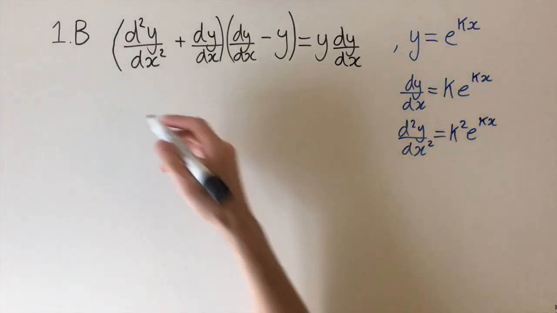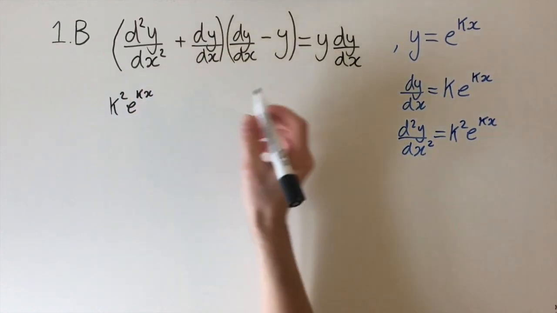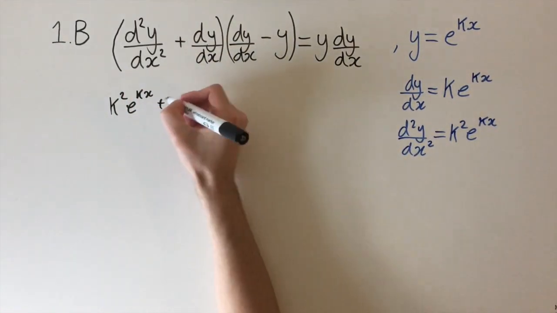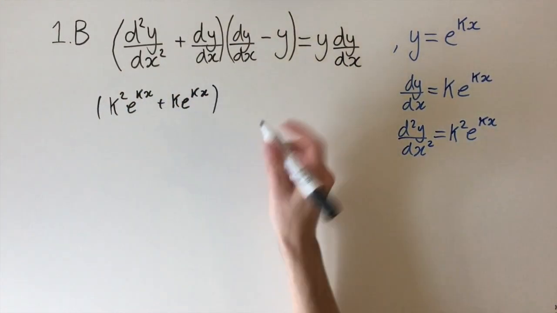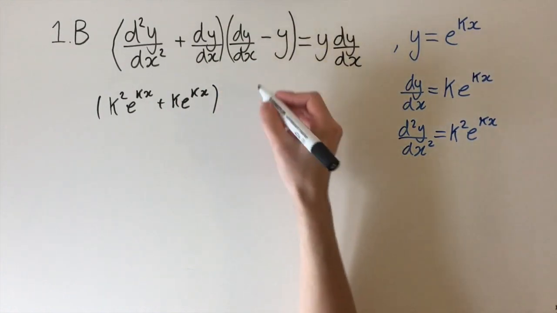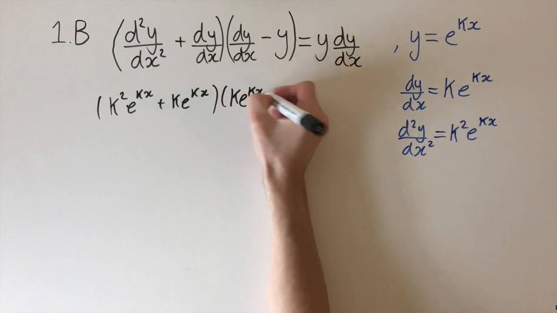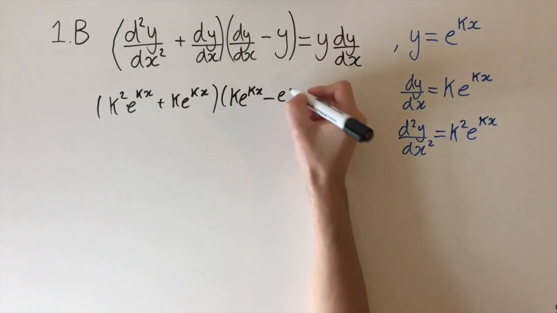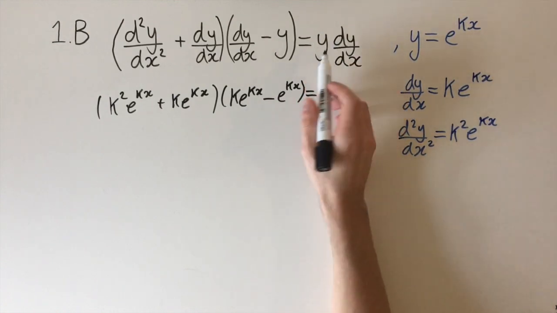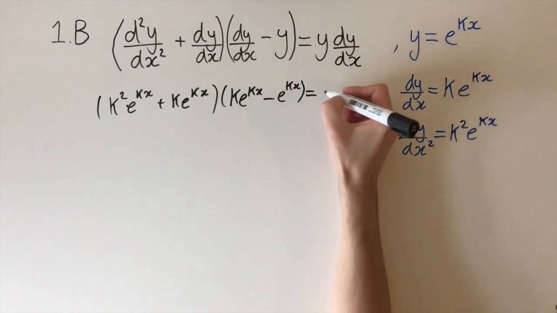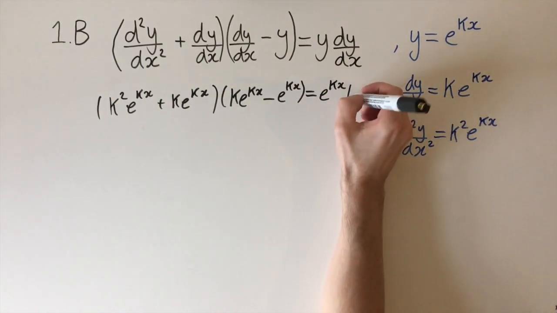Okay, so subbing in, we have k squared e to the kx, plus k e to the kx, times dy/dx, so we have another k e to the kx, minus y, which we know is e to the kx. And then we also have the right hand side, which is y, so e to the kx, times k times e to the kx.